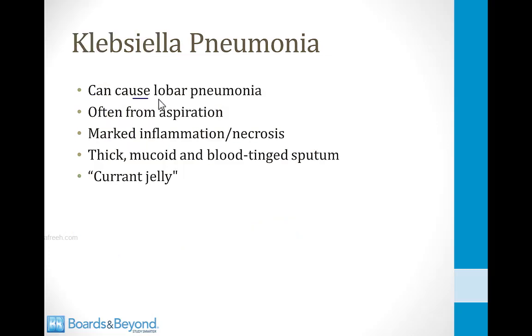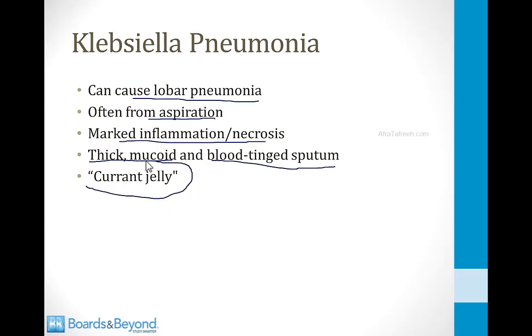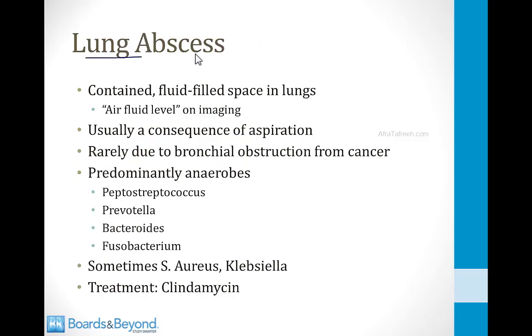Klebsiella pneumonia is a rare cause of lobar pneumonia. When people do get it, it's often from aspiration. It's a very serious pneumonia. It causes marked inflammation and necrosis in the lungs. And it classically causes a thick mucoid and blood-tinged sputum to be produced, which is described as currant jelly sputum. And don't confuse this with currant jelly stool, which is a description of the stool in patients who have intussusception of their bowels. Next, let's talk about lung abscesses.